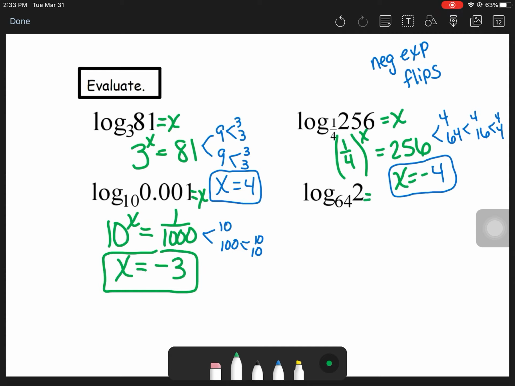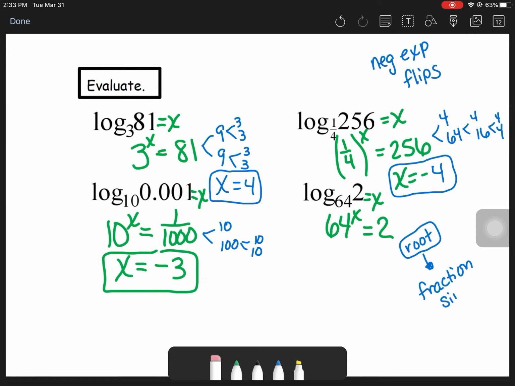In our next example, we'll set it equal to x. And we have 64 to the x power is equal to 2. Now this time we are making it smaller. And in order to make a number smaller, we are using a root. A root will make the number smaller. But a root, if you remember, is a fraction exponent. So a fraction will make it smaller. So we're going to use a fraction exponent.